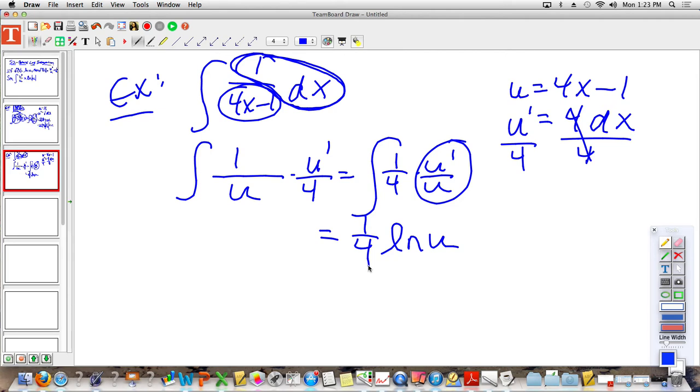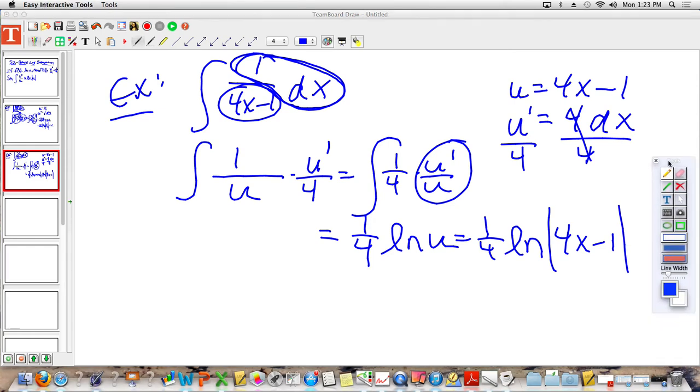Not plus c yet. Yes, technically yes, but I'm not going to put it there until I substitute my u back in. So this is 1/4 the ln of u. What is u? 4x minus 1. I have to decide if I need the absolute value bars there. Could 4x minus 1 ever be negative? Yes, it could be negative. So if it could be negative, I have to put the bars there. Let's see.